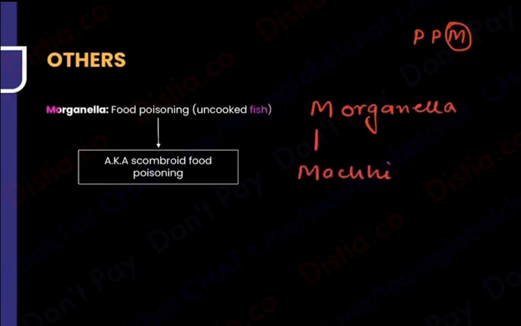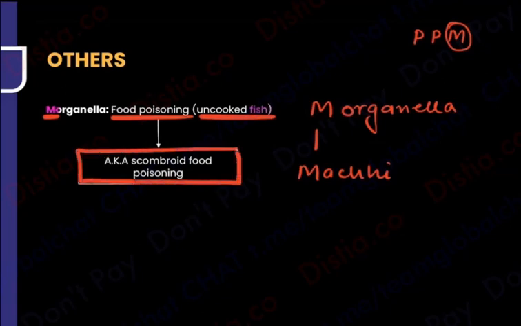M for Morganella, M for Machi, because this is associated with food poisoning from uncooked fish. So this is known as scombroid food poisoning. So simple as that, you have to know Morganella means fish food poisoning. Okay, so this is also done.